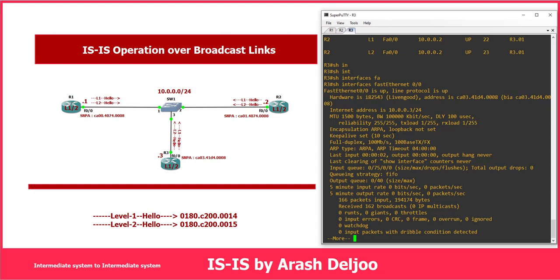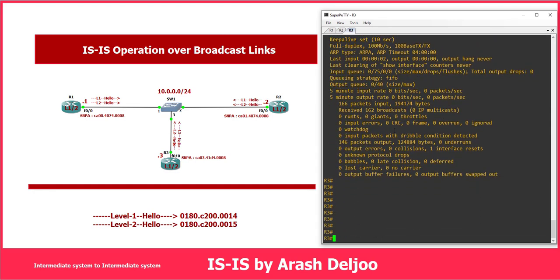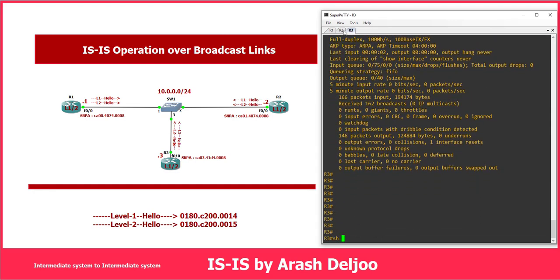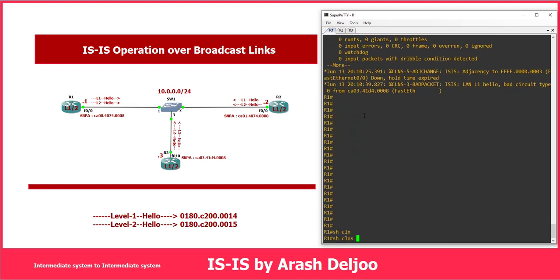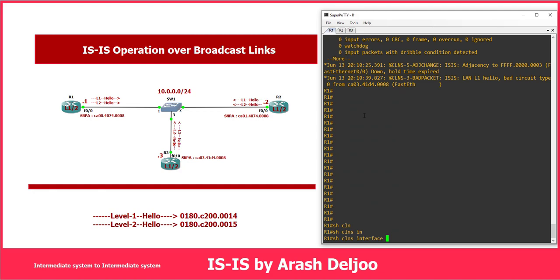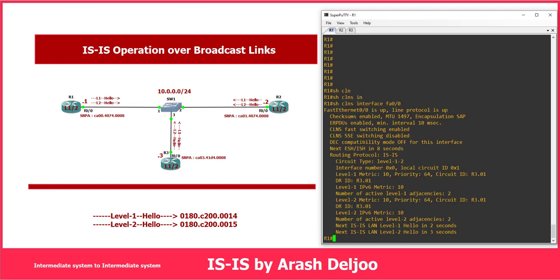Let me show you here. We can see it in R1 with show clns interface FastEthernet 0/0. As you can see here, we have two DRs. The first is for level 1, and you can see that the DR is router 3, and also for level 2 we have the same DR. The DR is router 3. You can change the DR for level 1 and level 2.